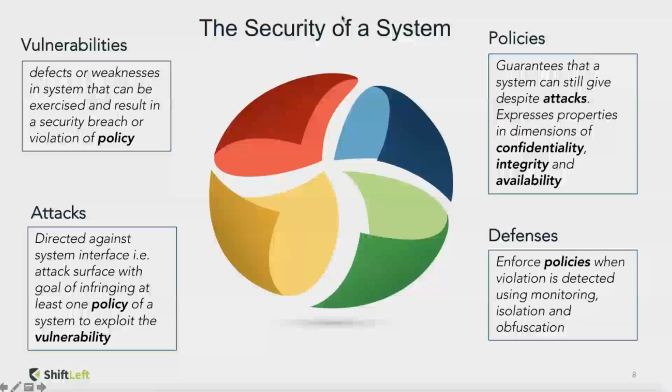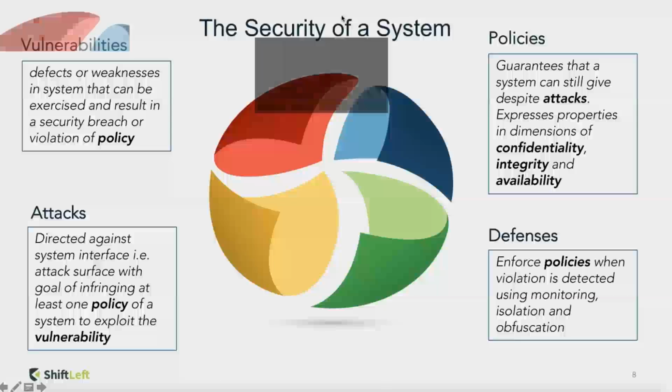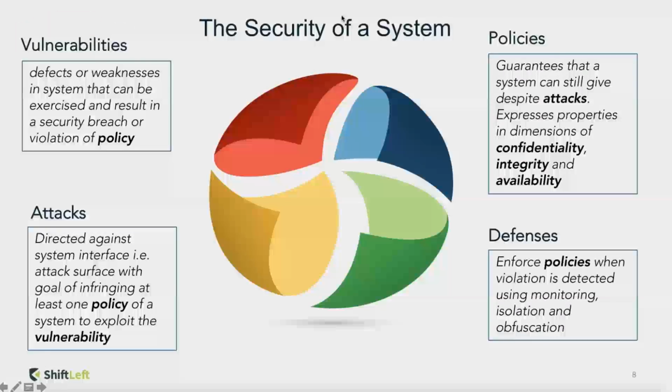The security of a system is often defined by 4 dimensions. The first dimension is vulnerabilities. These vulnerabilities are defects or weaknesses in the system that can be exercised by an adversarial entity. The second is the attacker or threat, which is a directed action against a system interface, which is an application. And the goal of the attack is to infringe at least one policy and violate the integrity of our application in order to exploit the vulnerability.